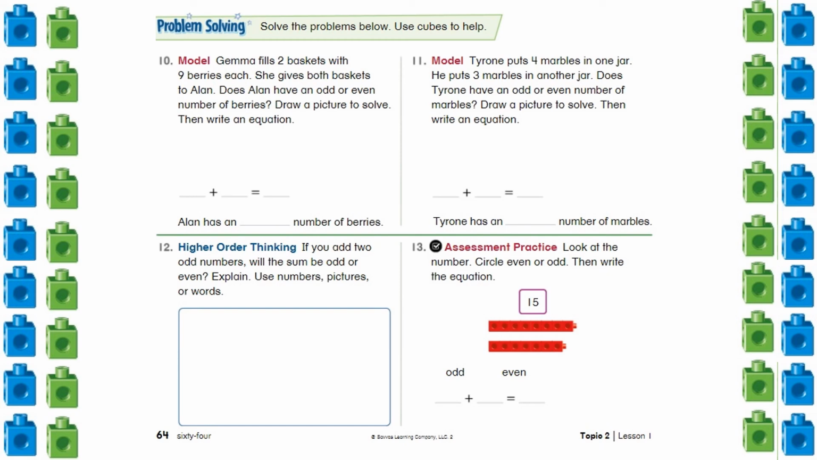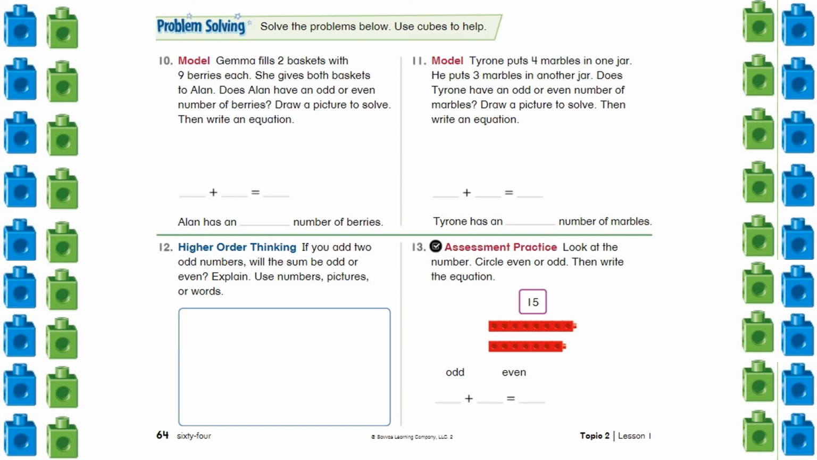Number 11 says, model. Tyrone puts 4 marbles in one jar. He puts 3 marbles in another jar. Does Tyrone have an odd or even number of marbles? Draw a picture to solve. Then write an equation. Same thing. It's just like number 10. Number 12 says higher order thinking. Yikes. If you add 2 odd numbers, will the sum be odd or even? Explain. Use numbers, pictures, or words.